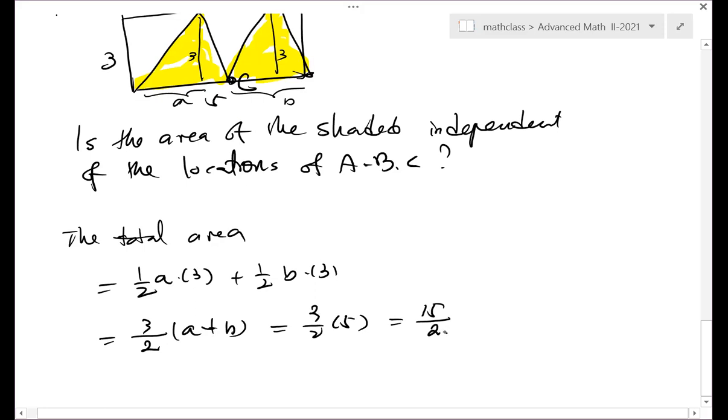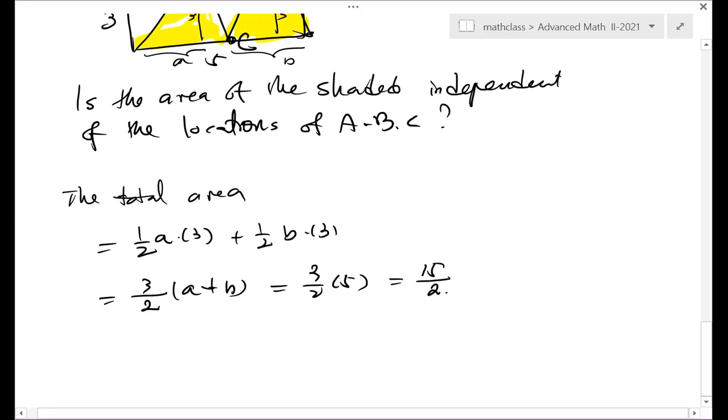So yes, it is independent of the location of A and the location of C. Independence of the location of A and B is obvious, because the area only depends on the height. The height is the same. So we solve the problem.